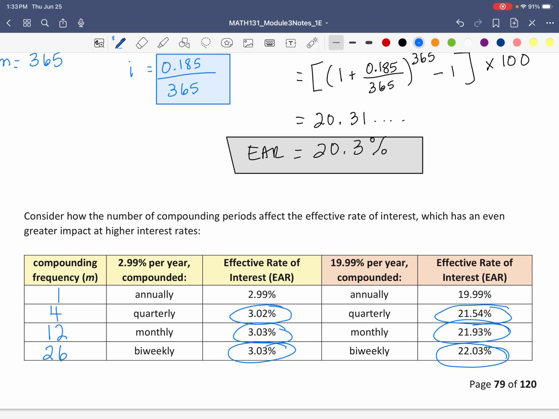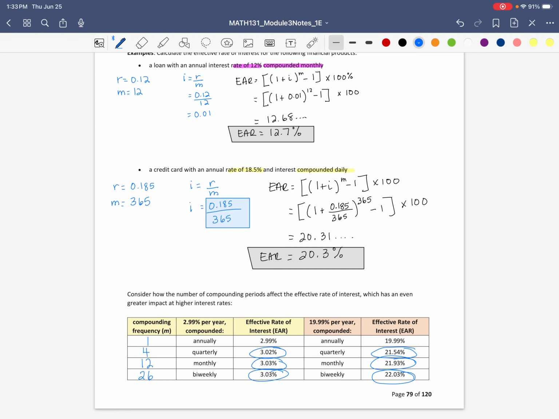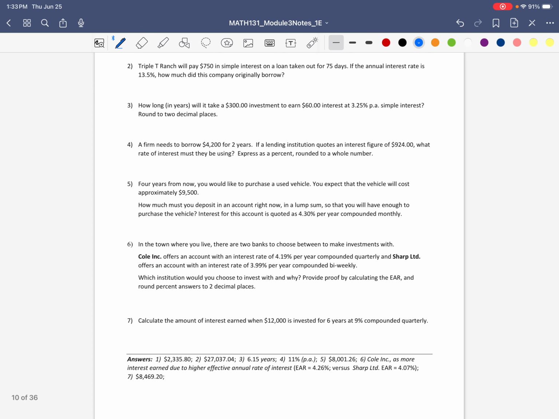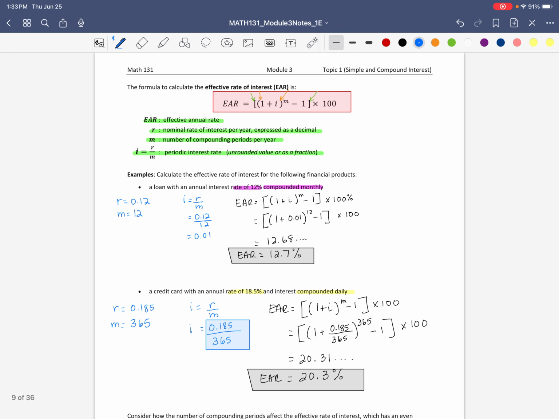All right, so that is the end of the lessons for this Module 3, Topic 1 on simple and compound interest. There are some great additional practice questions here. The answers are below, so you can check your work. Highly recommend that you work on these and get used to using the different formulas.